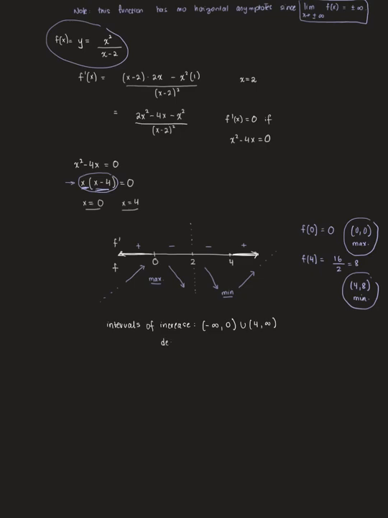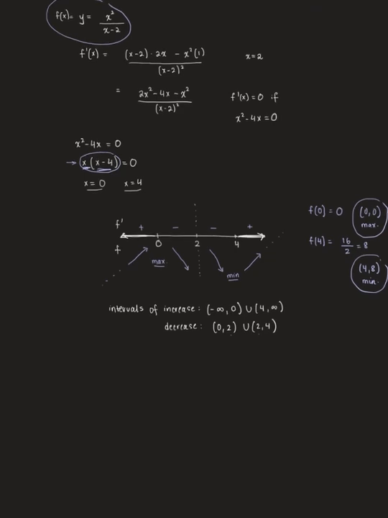And then decrease, written in interval notation, would be 0 to 2, 2 to 4, because it's decreasing in both of those pieces. Some books might just say from 0 to 4 it's decreasing. I like to remind myself that at 2, the function doesn't exist. All right, let's get to our second derivative.